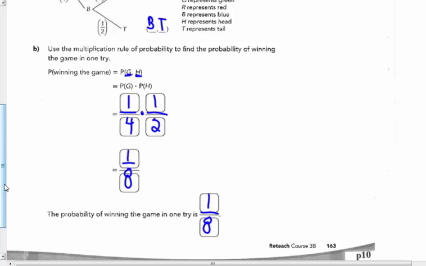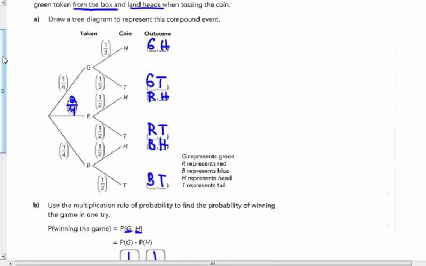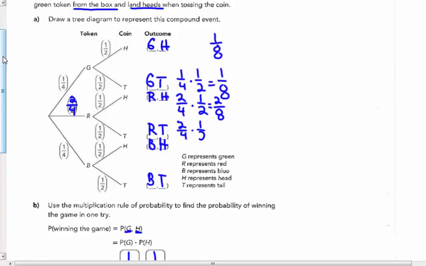We could figure out the other probabilities as well. For instance, green and tails would also be 1/4 times 1/2, which gives you 1/8. We already figured that one was 1/8. The probability of getting red and heads is 2/4 times 1/2, which comes out to be 2/8. The probability of getting red and tails is 2/4 times 1/2, which is 2/8.